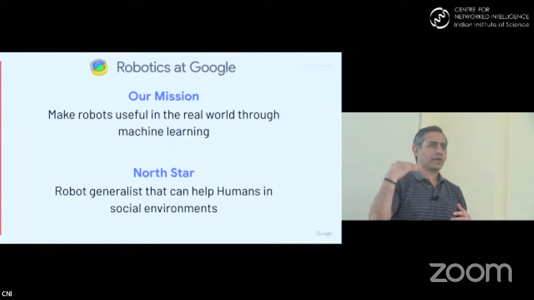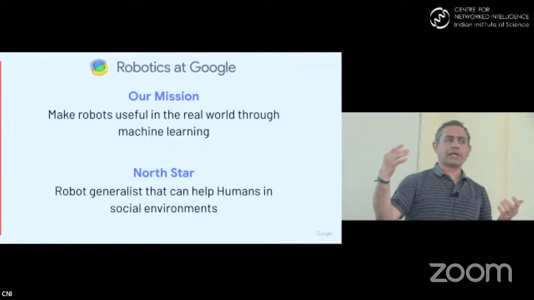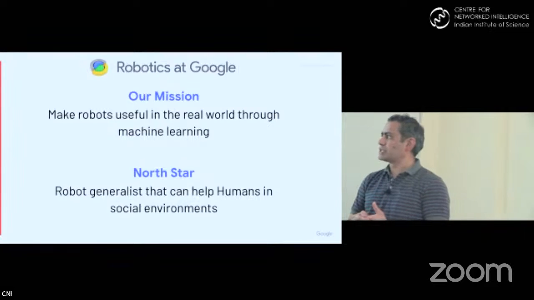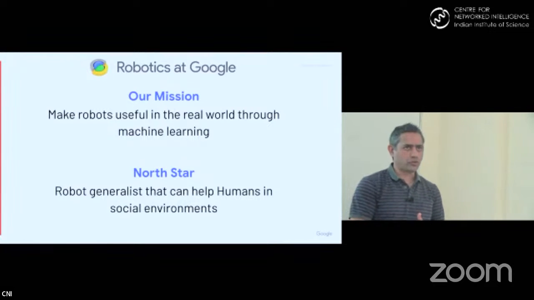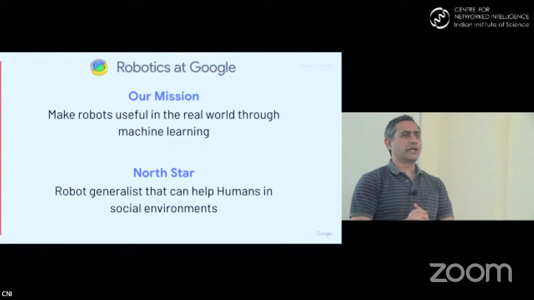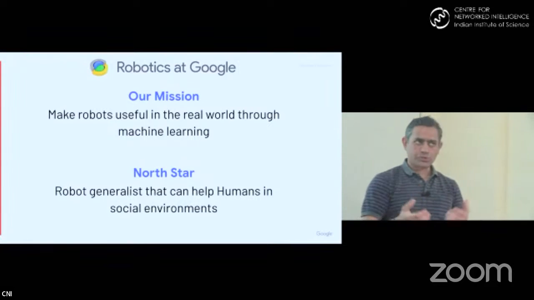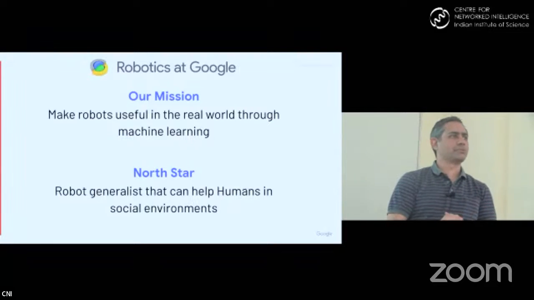And the North Star that we're aiming for, like when I think of it, we don't have a product, but as a research goal, what we're aiming for is to develop a robot generalist that can help humans in social environments. For example, in elderly care, in your home environment, or in restaurants, hospitals, wherever there's a social interaction between humans and robots.